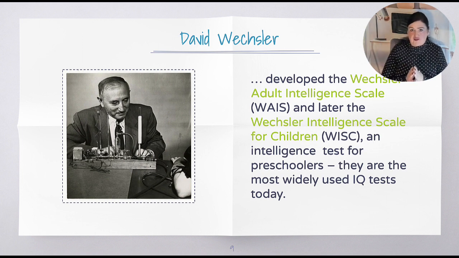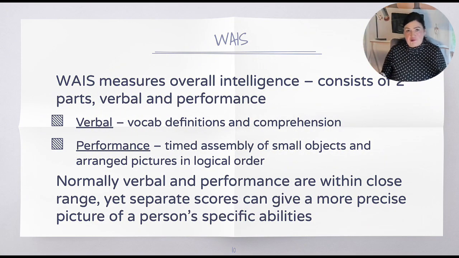So the WAIS measures overall intelligence. It consists of two parts. There's a verbal part and a performance part. The verbal being vocabulary definitions and comprehension, and then performance is the timed assembly of small objects and arranged pictures in logical order, like puzzles and stuff like that. So you're given an assortment of pictures and they might say, put these in logical order to make a story, or how are these words usually formed together to make a sentence.